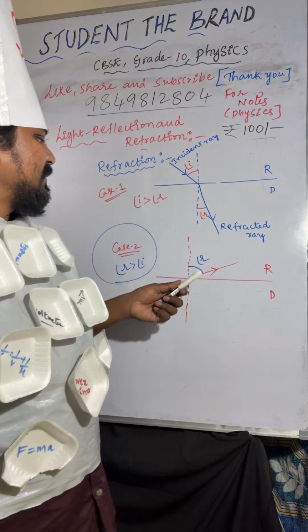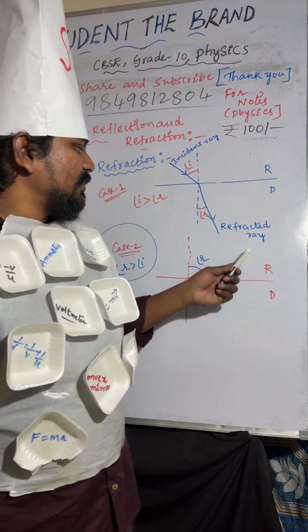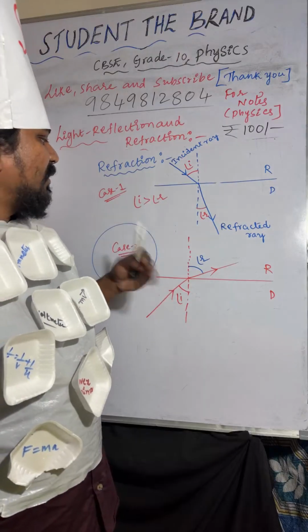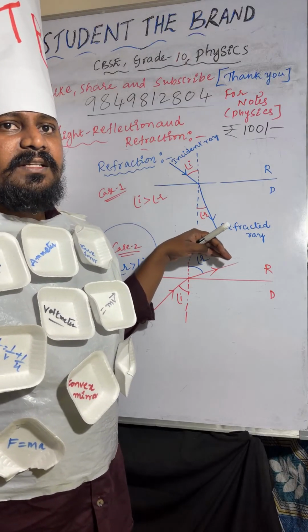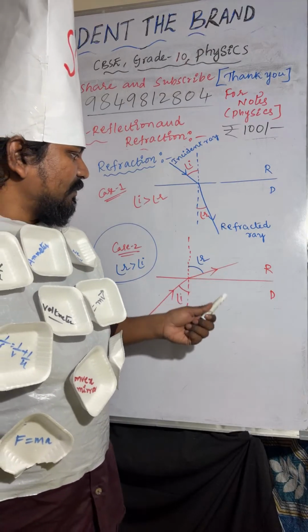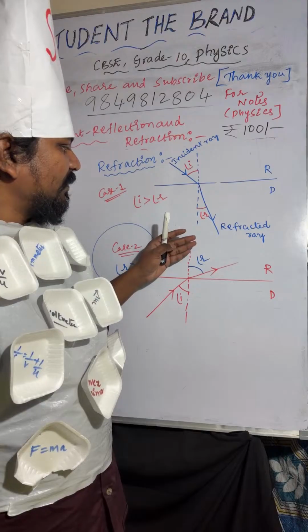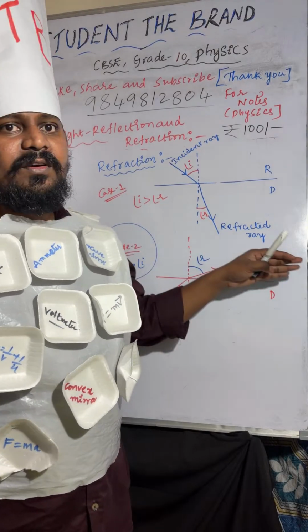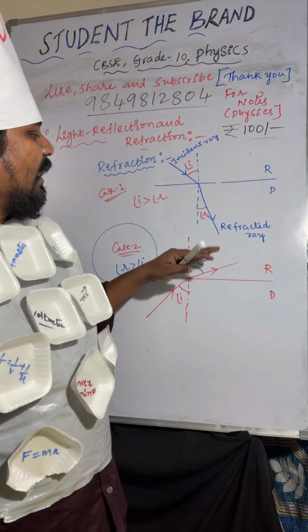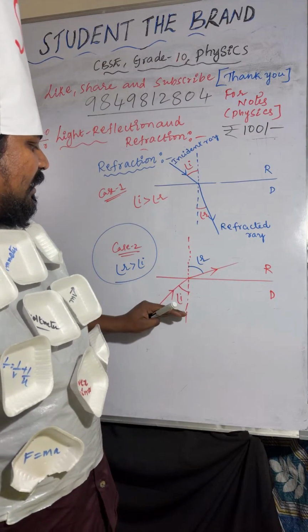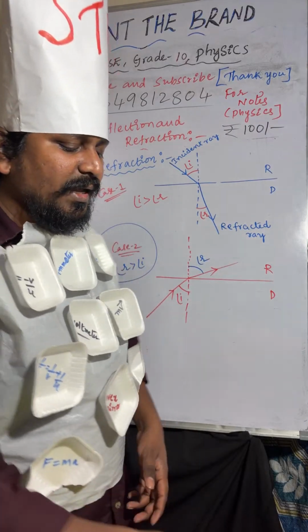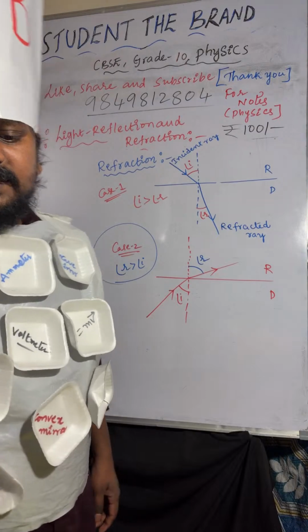In this other case, the light ray is moving from denser to rarer, so the angle of refraction is greater than the angle of incidence. This is because when it moves from denser to rarer, the speed of light increases. That is why it moves away from the normal line. So this is about refraction of light. Next, we will discuss the next topic.